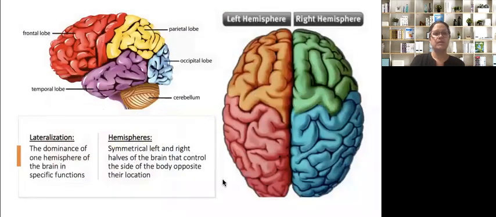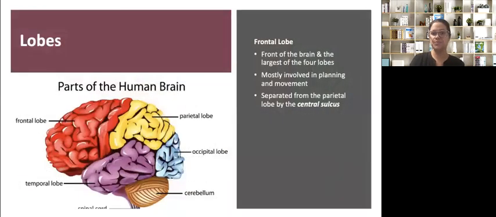And then, of course, sorry, I forgot to mention, there are also four lobes of the brain. So we have the frontal lobe, the parietal lobe, the occipital lobe, and the temporal lobe. So we're going to go into all of those in detail now.